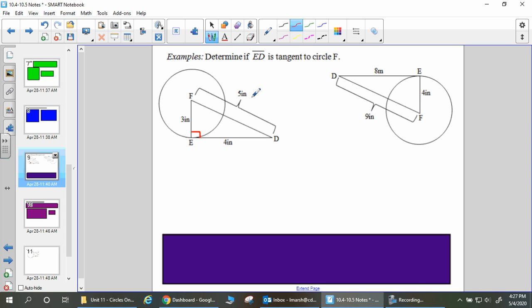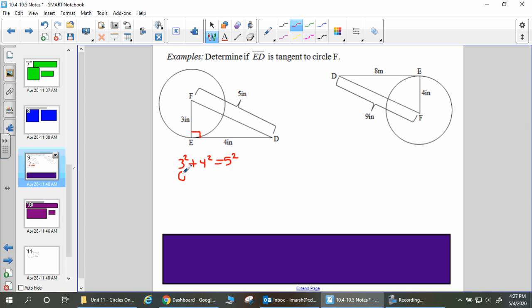So think about what we use when we have right triangles. We can use the Pythagorean theorem. I can say, okay, does this mean that 3 squared plus 4 squared is equal to 5 squared? And you're just checking to see if this works. Notice I don't have a letter that I'm solving for. I'm just sort of checking it.